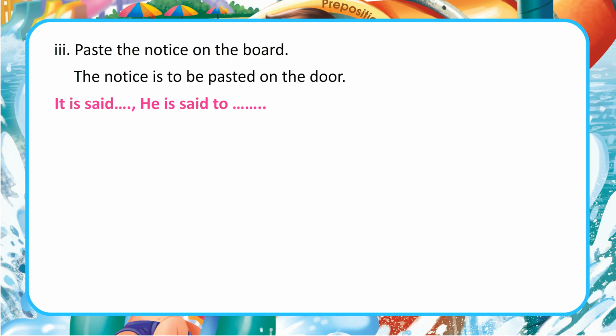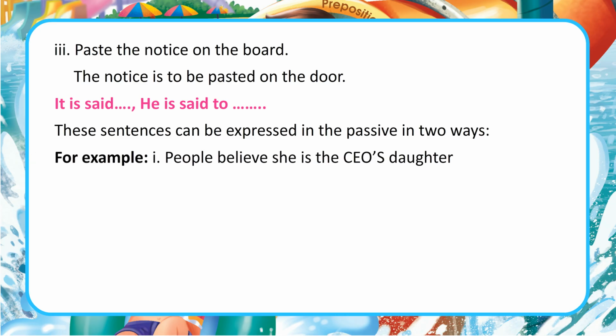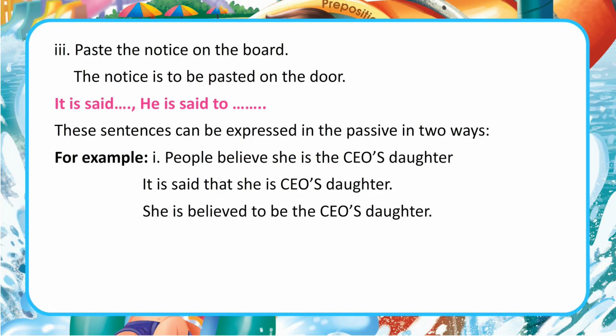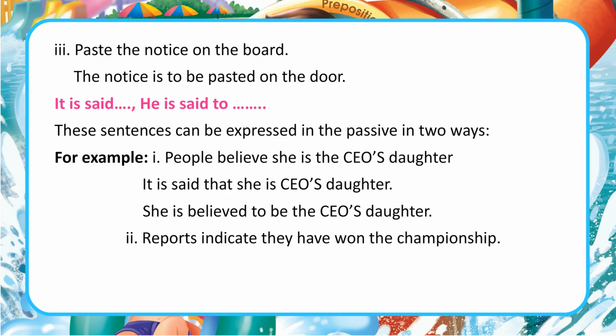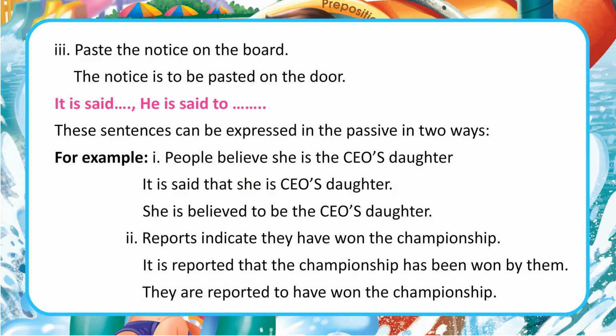It is said, he is said to. These sentences can be expressed in the passive in 2 ways. For example, people believe she is the CEO's daughter. It is said that she is the CEO's daughter. She is believed to be the CEO's daughter. 2. Reports indicate they have won the championship. It is reported that the championship has been won by them. They are reported to have won the championship.